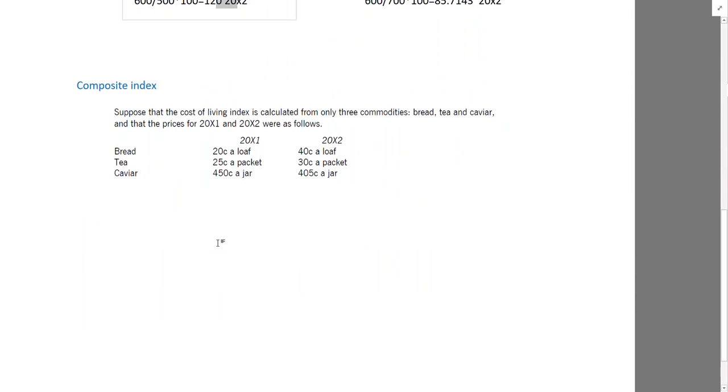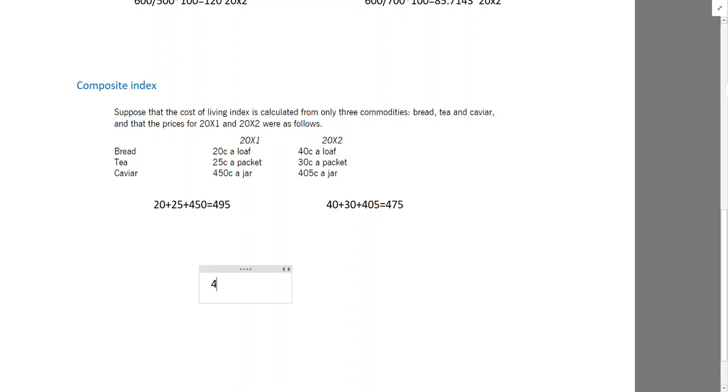Next we have composite price index, in which we look at not the price of one item, but more than one. Or if it is quantity, then we are looking at the quantities of not just one item, but more than one. So in this composite index that is given here, 20 cents, 25 cents, 50 cents, we have bread, tea, caviar together like a package. 40, 30, 405, we have 475.